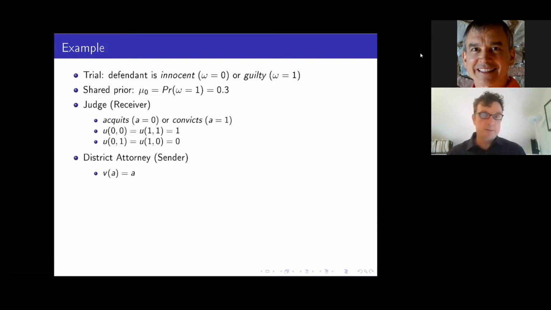We have two players. There's a judge, who is the receiver, who will have to make a decision conditional on getting information from the sender, whom we refer to as a district attorney, the prosecutor. The judge is impartial. That is, he wants to make the right decision given the true state of the world: he wants to acquit, or choose action 0, if the defendant is innocent, and he wants to convict if the defendant is guilty. In other words, he wants to match the action with the state.